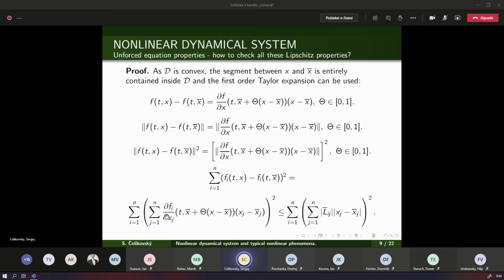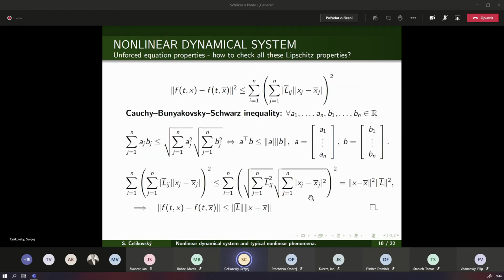And then we will use this inequality, and we conclude that this square is less than this. Here we use the well-known Cauchy-Bunyakovsky-Schwarz inequality, which you may also remember from some evaluations, but it is very useful also for many other areas. So I put it here.